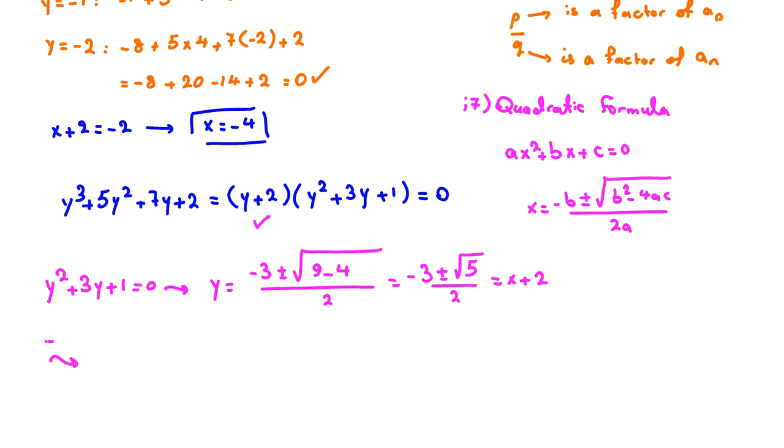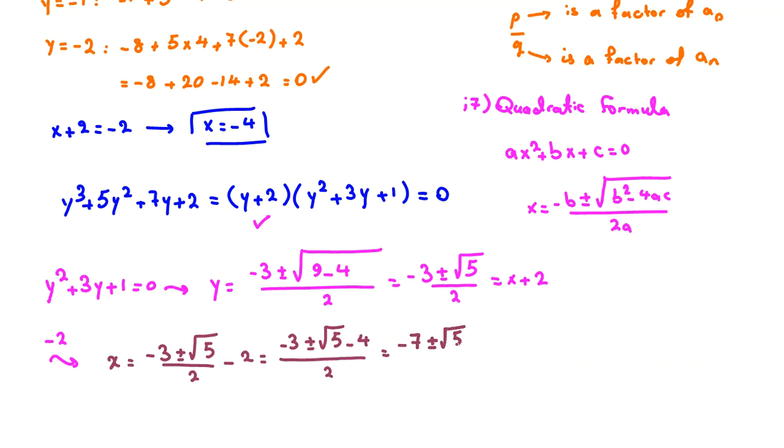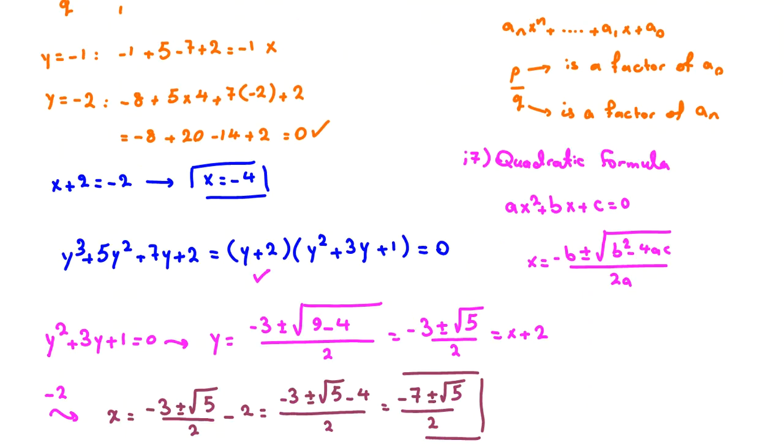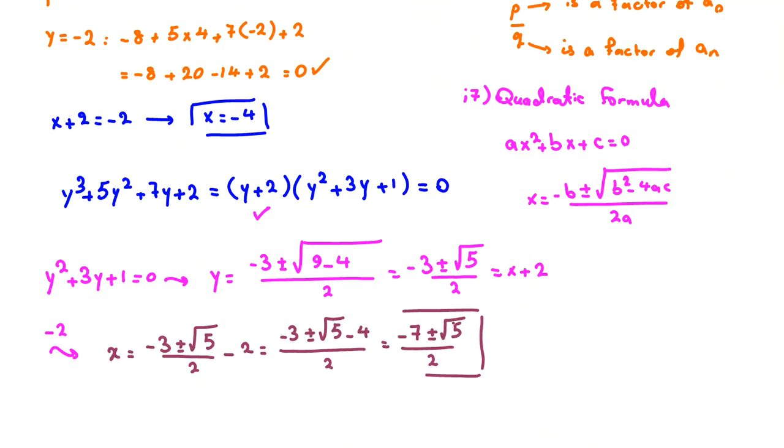So we can conclude, if we subtract 2 from both sides and switch the left-hand side and right-hand side, x equals negative 3 plus minus root 5 over 2 minus 2. And if you use a common denominator, it will be negative 3 plus minus root 5 minus 4, and it will be negative 7 plus minus root 5 over 2. So we found two more solutions. So how many answers are there? Negative 2, negative 4, negative 7 plus minus root 5 over 2.